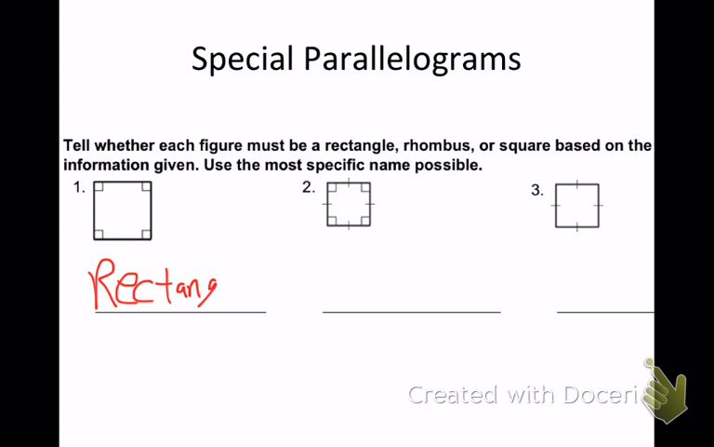Number two, I have four right angles and all the sides are the same. Trent, what do you say? That one's going to be a square. And three, Brock, what are you thinking on three? Rhombus. Again, make sure you know what information is given. You cannot just assume or say it looks like this or that. Make sure it has to be given to you to determine what it is for sure. So rectangle, square, and rhombus there.